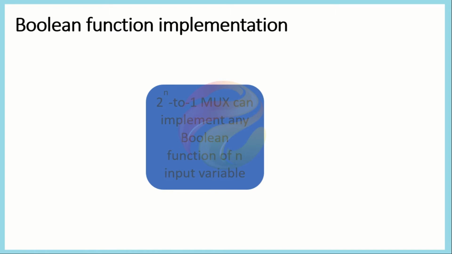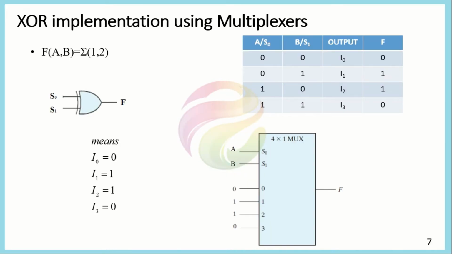Now we will see how we can use this multiplexer to represent any given Boolean function. Because so far what we have seen is that the multiplexer is used to select any given input. Now we will see how we can use this mechanism to represent any given Boolean expression. We have taken the example of an exclusive OR gate. Exclusive OR gate is represented in the form of minterms like this one.